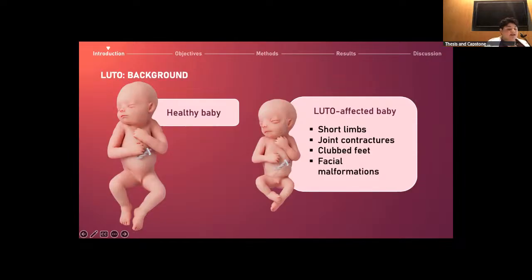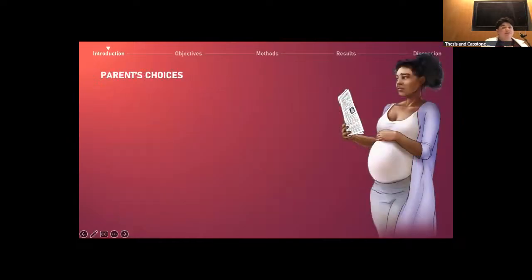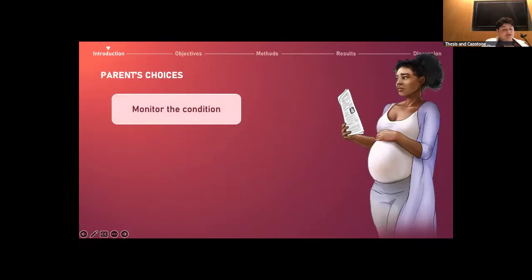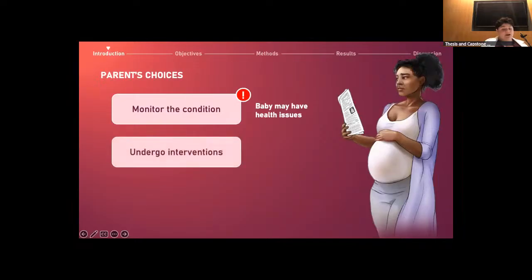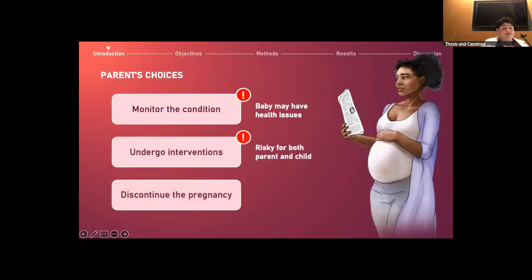Receiving this diagnosis is overwhelmingly emotional for expectant parents. They're suddenly faced with complex, often time-sensitive decisions. In some cases, parents can monitor the condition, though this carries the risk of irreversible health issues. Parents may undergo interventions, but these interventions are risky for both the parent and fetus, and they cannot reverse existing lung or kidney damage. In severe cases, some families choose to discontinue the pregnancy, but this is an incredibly difficult decision, particularly in the second trimester after they've already shared the news of their pregnancy with loved ones.